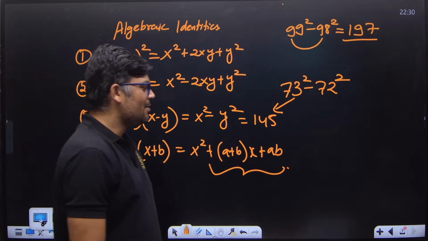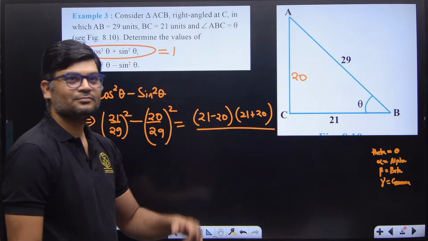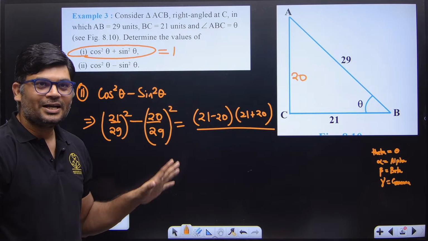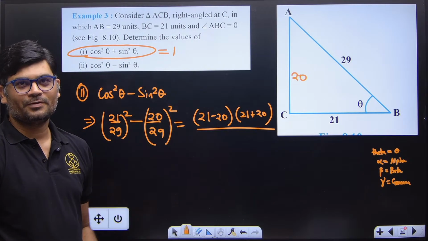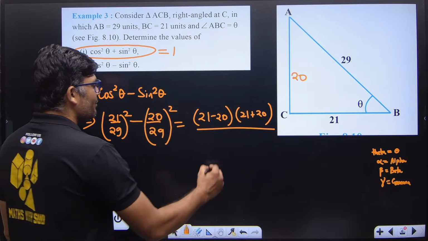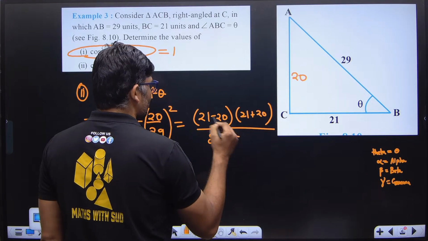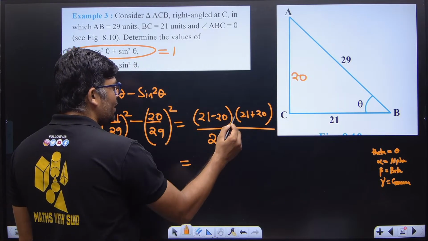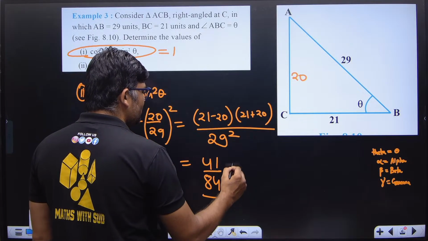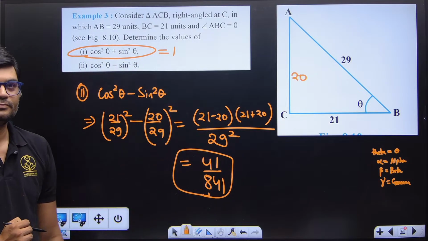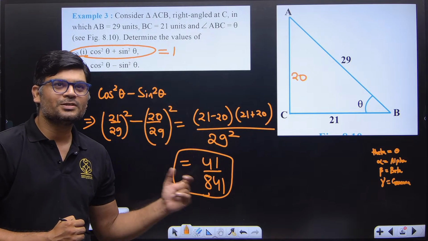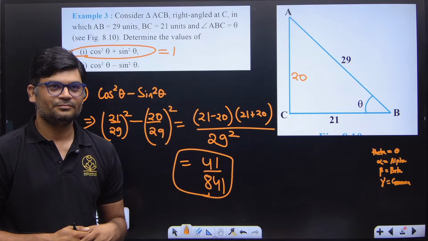And you can see the same case goes here as well. So don't find the square of 21. We can find it, that is one way, but you should learn to do another way as well. So 21 minus 20 into 21 plus 20 divided by 29 square. So 21 plus 20 is how much? 41 divided by 841. This will be your answer. Okay. Understood? 29 square is how much? 841. You can make a note of it.